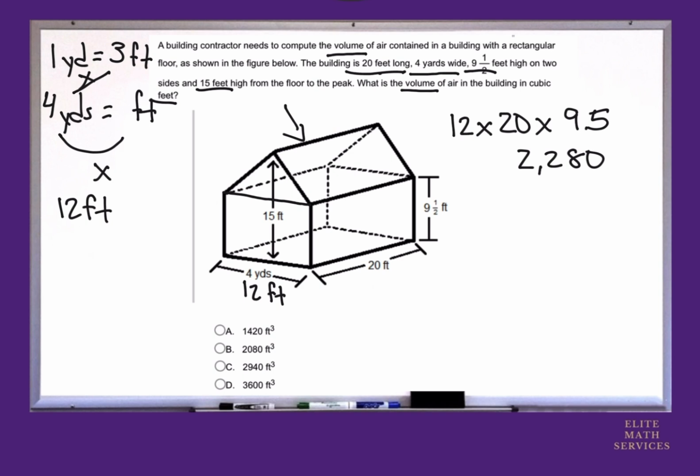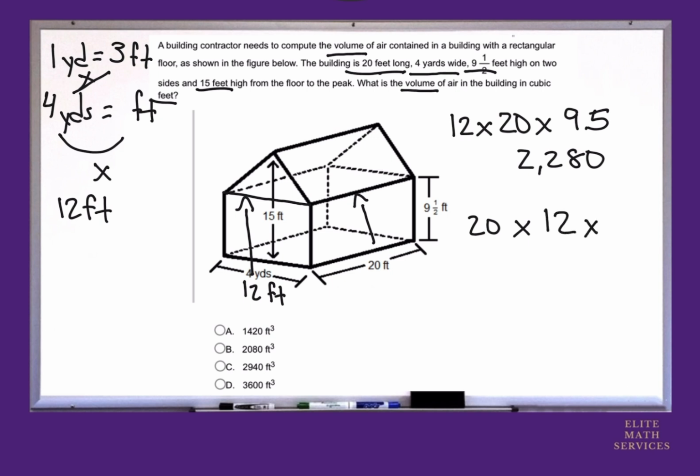Now we need to find the volume of the triangular prism up at the top. The formula for that is half times the base, the length, and the height. So the length is 20. If that bottom is 20, then the top is 20. So the length is 20. The base is going to be the bottom of the triangle, and we know that is 12 feet, because if the bottom is 12, so is the top.